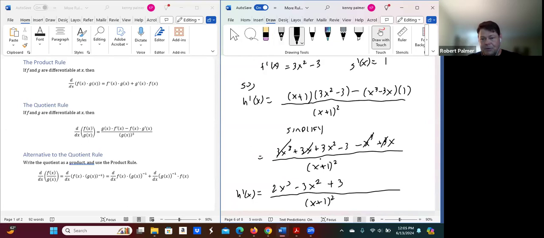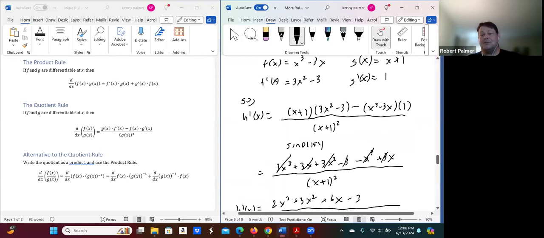Okay. Fortunately, these are still right. 2x cubed. Let me just erase these. Okay. But it is going to be plus 3x squared. Okay. Then I'm going to have plus 6x. So that's where I made a mistake. Plus 6x. And then minus 3. Okay. Sorry about that.